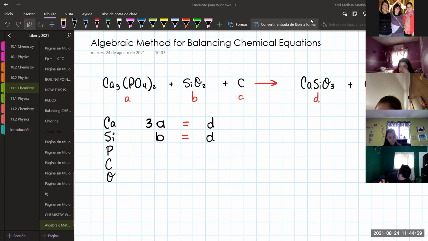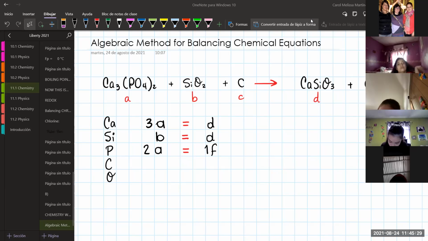I will do the same for phosphorus. How many phosphorus do I have located in the reactants? 2. And those phosphorus are in A, B, or C? In A. 2A. I don't have any other phosphorus in the reactants, so where do I have phosphorus in the products? F. How many phosphorus in F? 1. 1F. The invisible 1 you can totally ignore, and then your equation is like this.